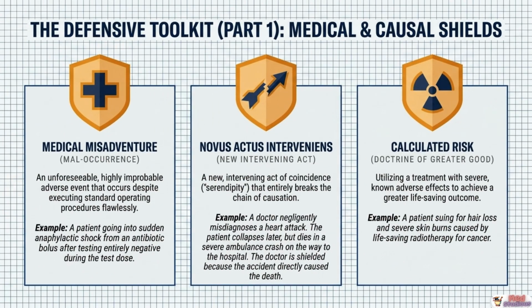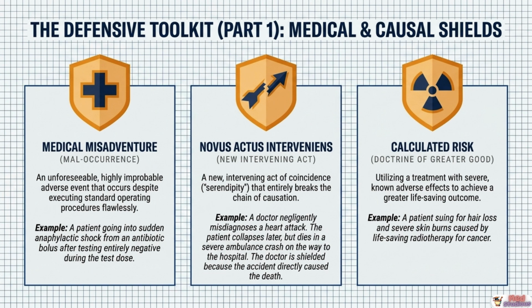When a physician faces a negligence claim, the law provides several legitimate defenses. We will cover them in two groups. The first group involves medical and causal shields, those that demonstrate either the absence of negligence or the breaking of the causal chain. The first defense is medical misadventure, also called maloccurrence.